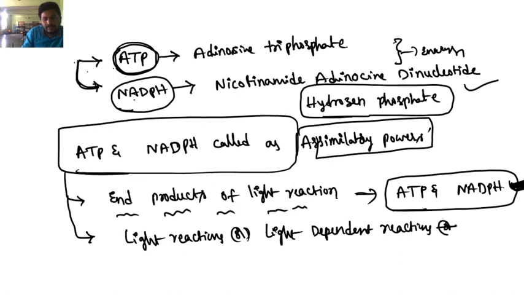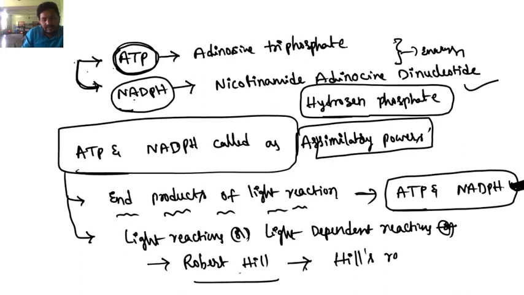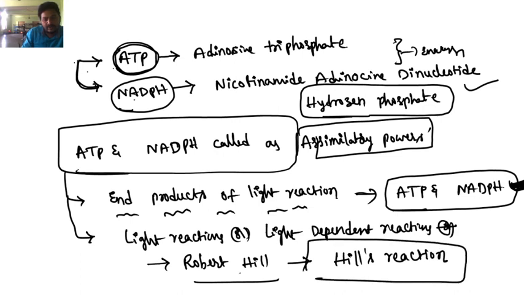Who discovered the light reaction? It was discovered by Robert Hill. That's why that reaction is also called Hill's reaction. This is the light reaction. The second one is the dark reaction.